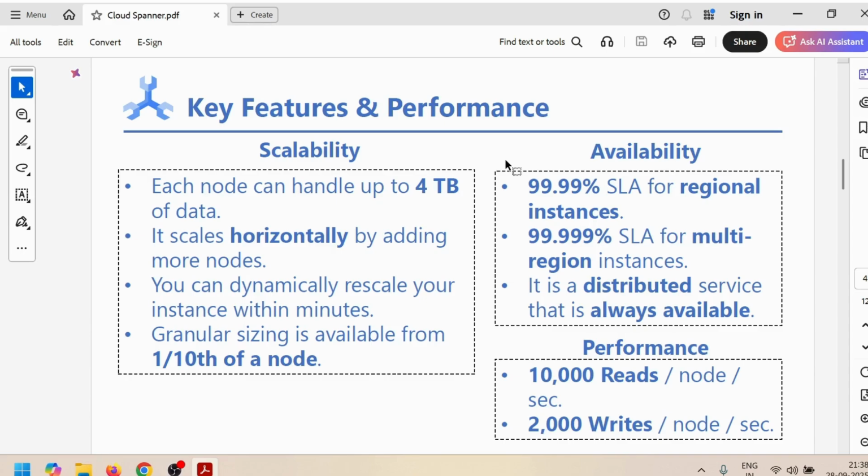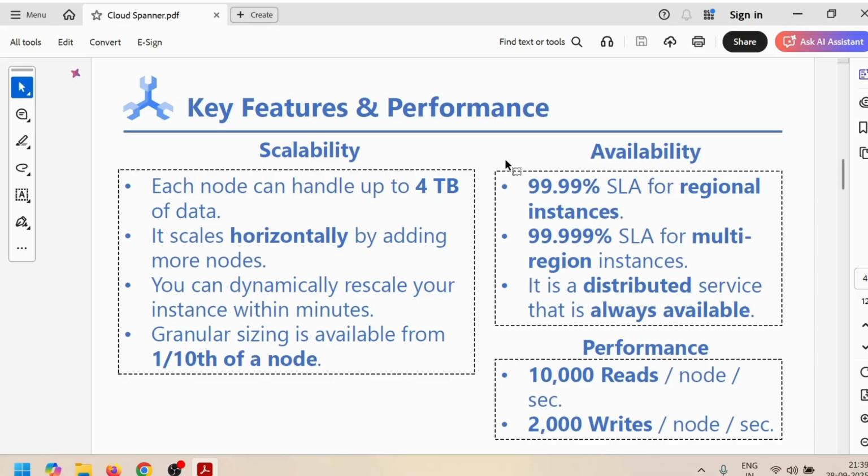But it is not always necessary that you need to add a node. If your requirement is for a lesser amount of data, then you can start with 1/10 of a node. That is called granular sizing. So this granular sizing is available from 1/10 of a node. Talking about availability, 99.99% SLA for regional instances. So four nines for regional instances and five nines for multi-regional instances. It means it is almost always available. So we can say it is a distributed service that is always available.